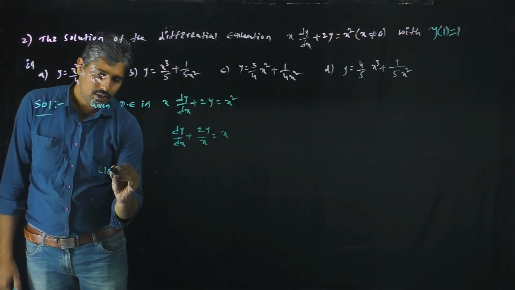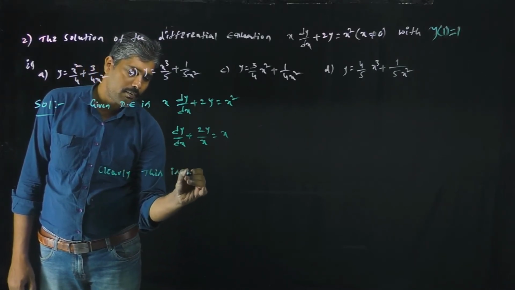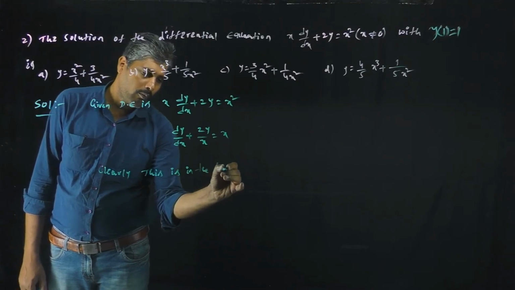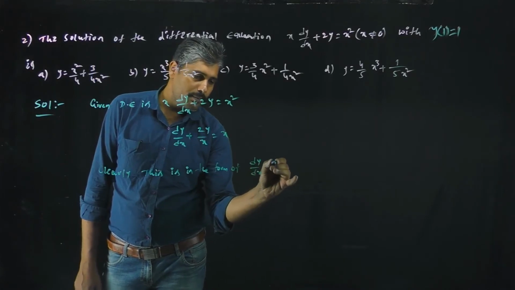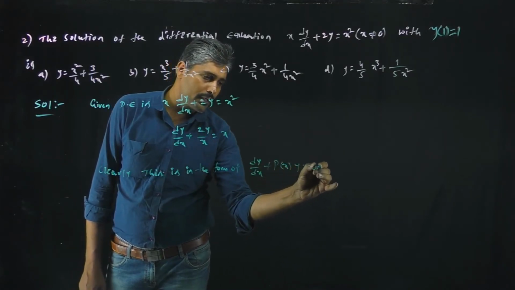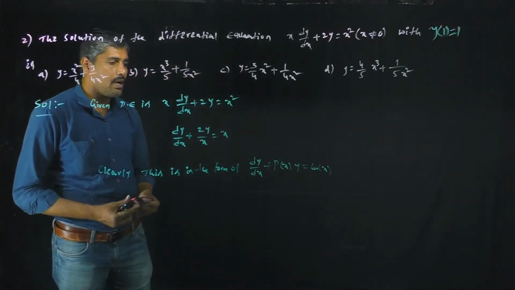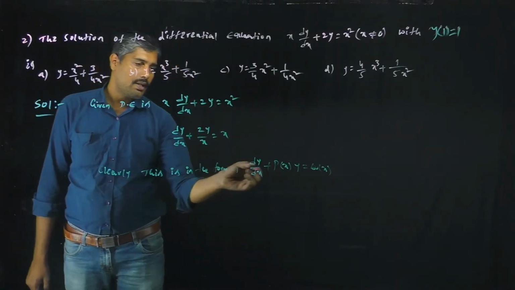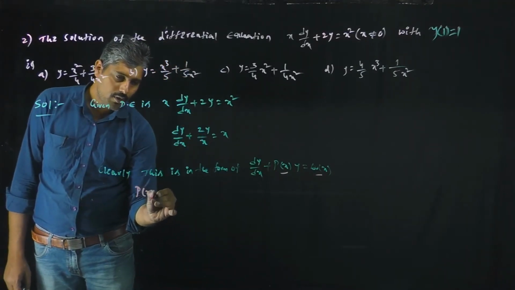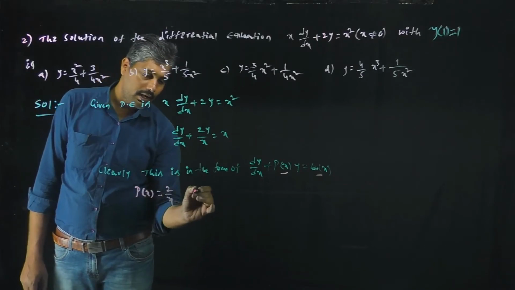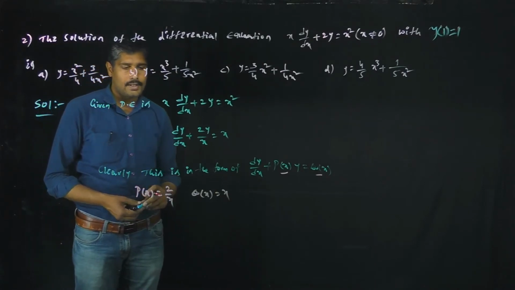Clearly this is in the form dy/dx + P(x)y = Q(x). Here P(x) and Q(x) are functions of x. Here P(x) = 2/x and Q(x) = x.